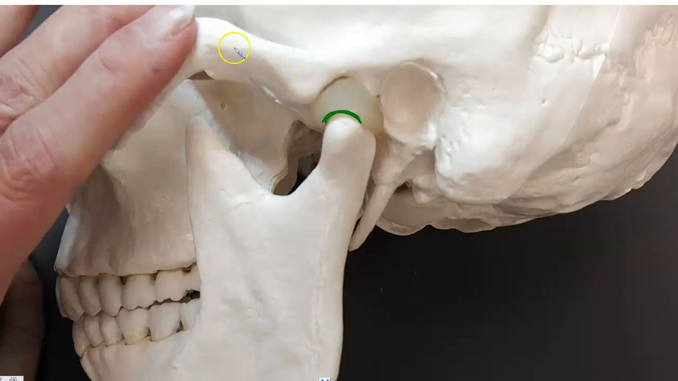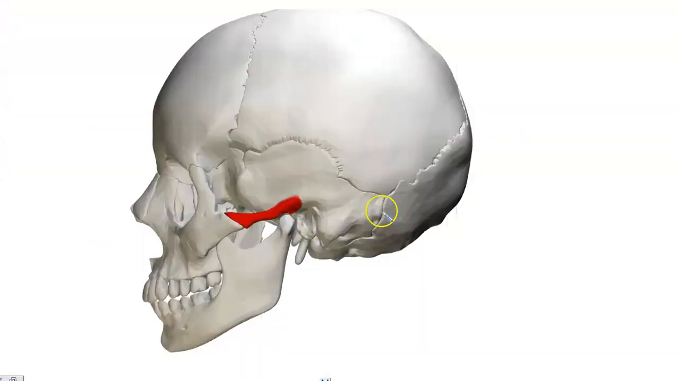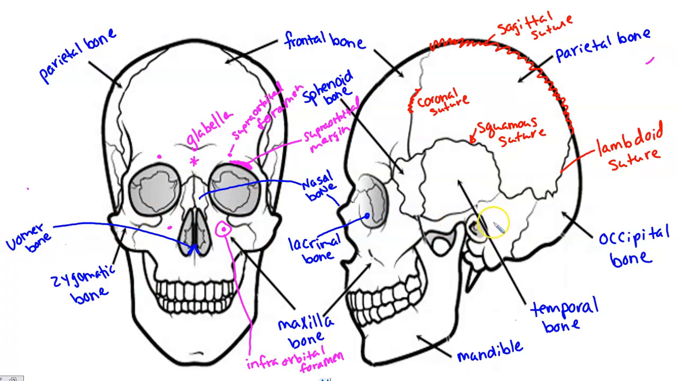So here is that zygomatic process. Here's that external auditory meatus. We have the styloid process, and here is that mastoid process. But I wanted to show you this look so you could see the mandible connected in there. And so there is a picture of the zygomatic process. So we can add to our picture here. So we can start right there.